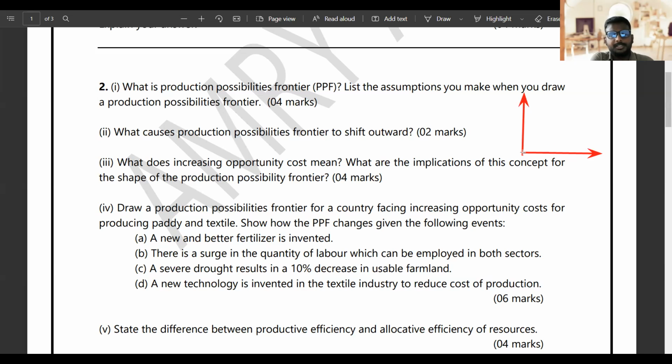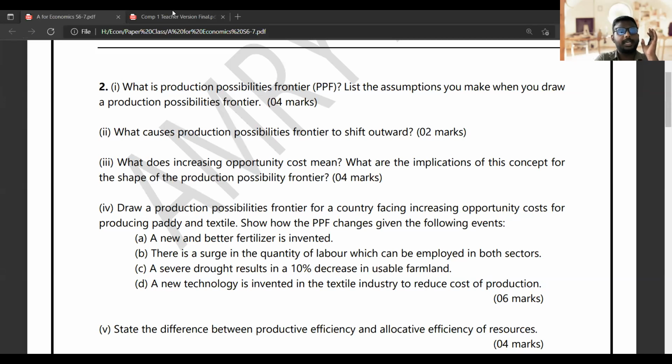That means the PPC curve will look something like this, to that effect. So if you see increasing opportunity cost, this is how the PPC curve will look. So what are the implications? You can simply say the PPC curve will take the shape of a curve which is concave to the origin. But you have to first say what this increasing opportunity cost means. That is again something you can answer only if you know what it is.